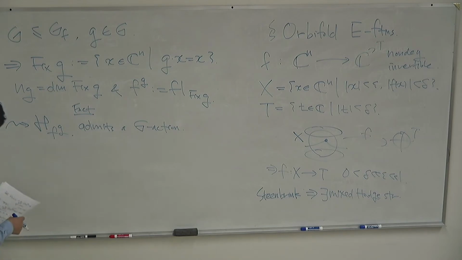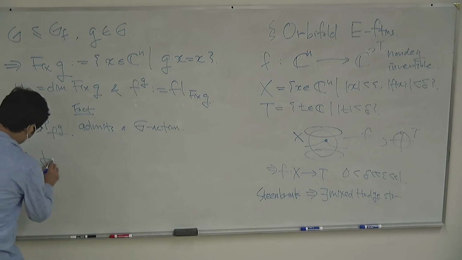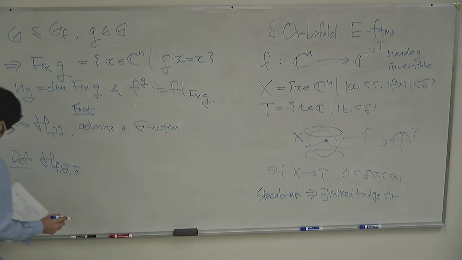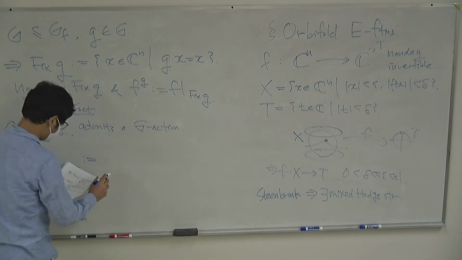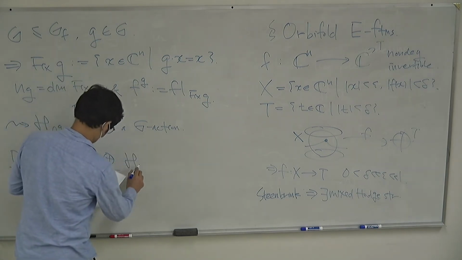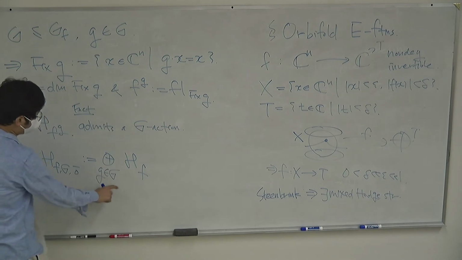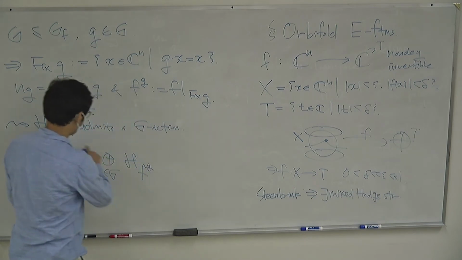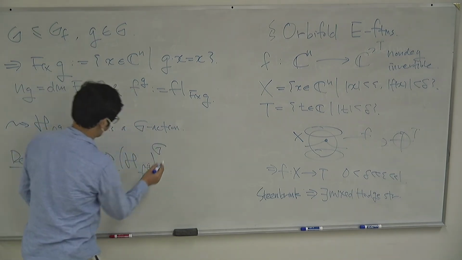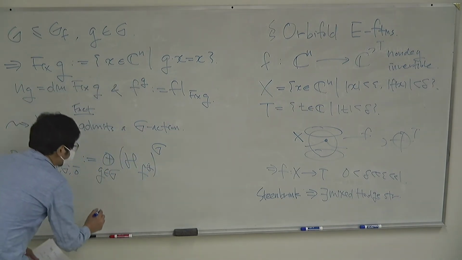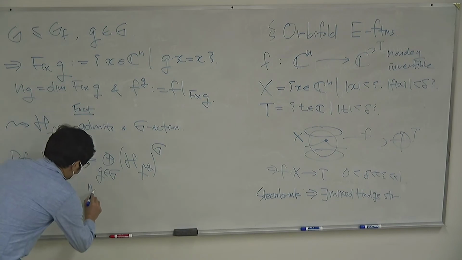So then I will define a somewhat complicated function, f_g^0. This is nothing but the G-invariant part of the vector space for any element here, since it admits a G action. And here the 0 corresponds to this dimension being even.